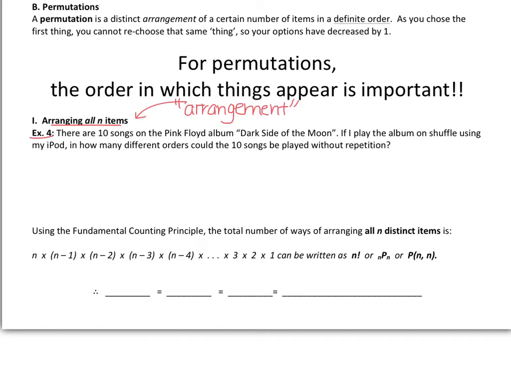There are 10 songs on the Pink Floyd album, Dark Side of the Moon. If I play the album on shuffle using my iPod, how many different orders could the 10 songs be played without repetition? And this would be equal to 10 factorial, which is equal to 3,628,800.